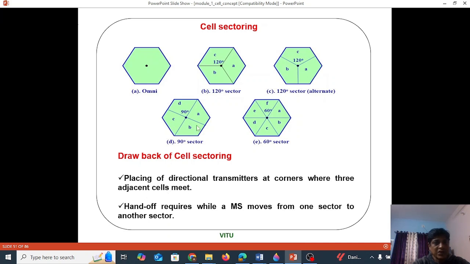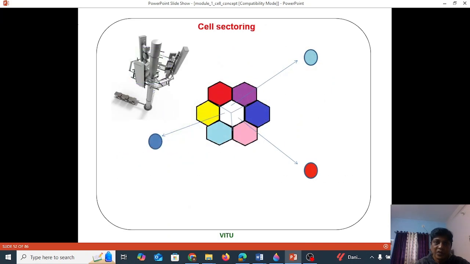After sectoring, each sector will act as one cell. Again here handoff will increase. Handoff is required while the MS moves from one sector to another sector. This is also a drawback in cell sectoring. So here it is mentioned, if we sectored it, it will be allocated 3 different sectors, 3 different cells.